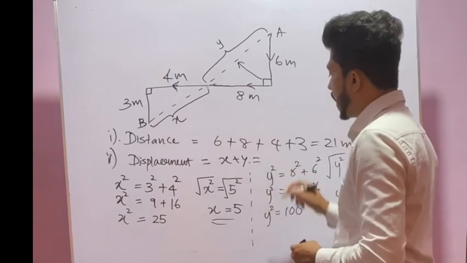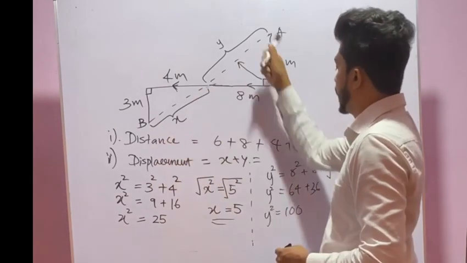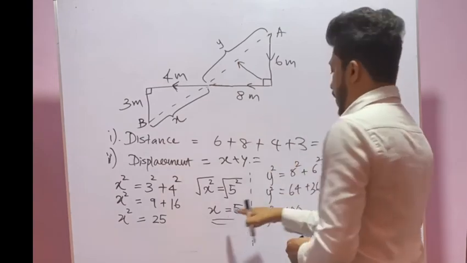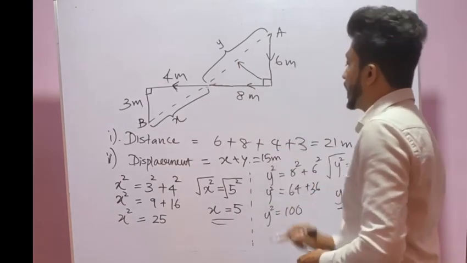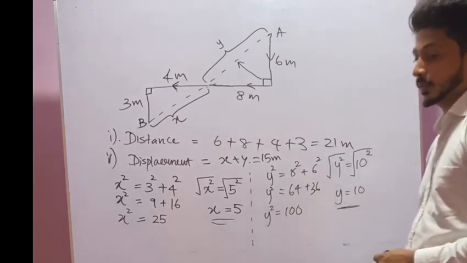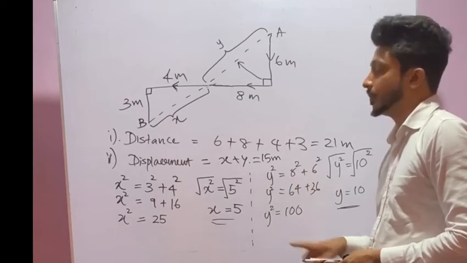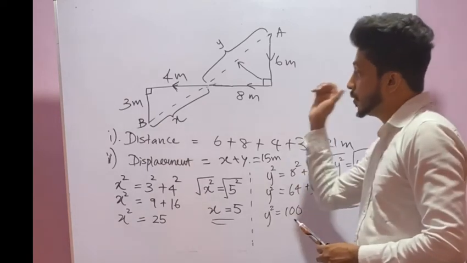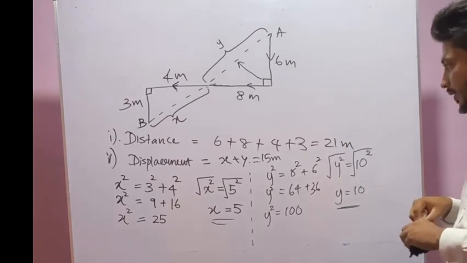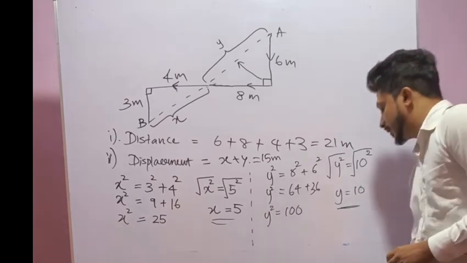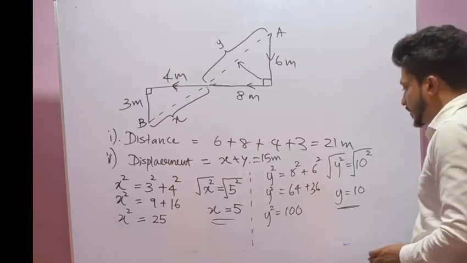Because of that, the answer is, displacement is x plus y. That means 5 plus 10, it is 15 meters. That is the displacement. Okay, that is the displacement of what? This student. Okay, so take this to your book, then we can move to the next exercise.